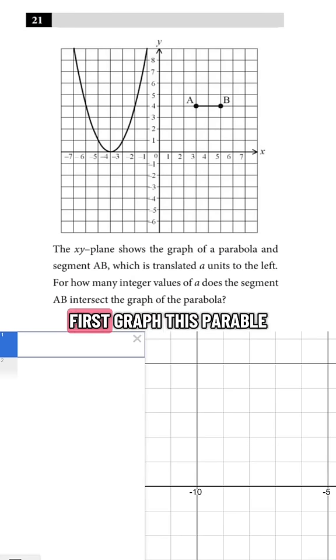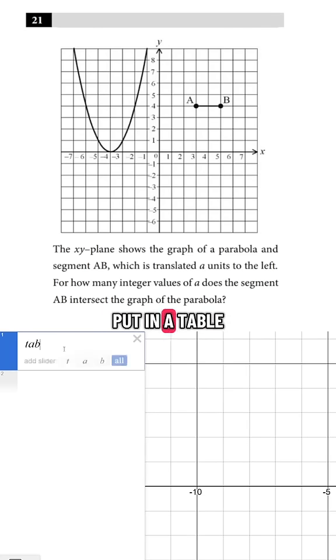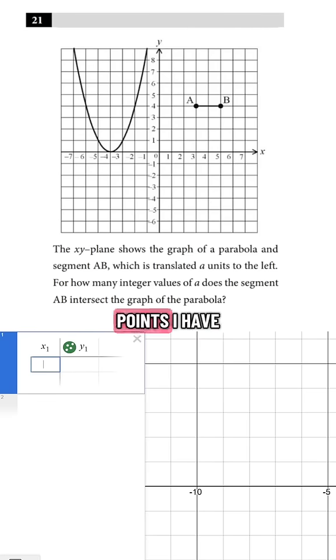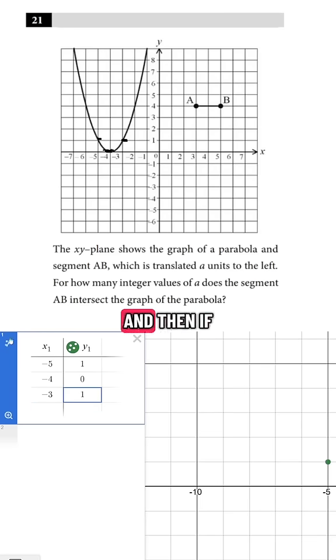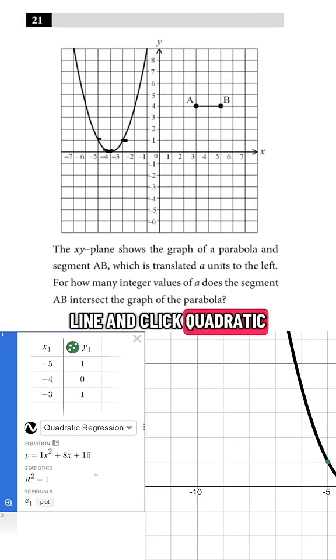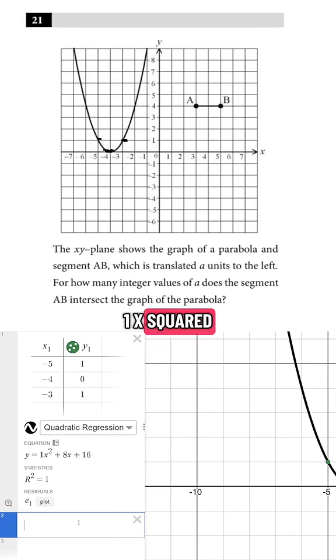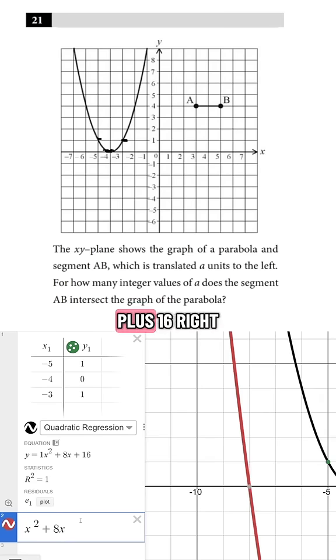So what I'm going to do is first graph this parabola. How can I figure out what the graph of that parabola is? Well, I can put in a table and then I can just put some of the points I have. For example, I have the point negative 4, 0, and then negative 3, 1, and negative 5, 1. So I'll do negative 5, comma 1, and then negative 4, comma 0, and then negative 3, comma 1. And then if I click this line and click quadratic, it'll give me this equation, 1x squared plus 8x plus 16, right?